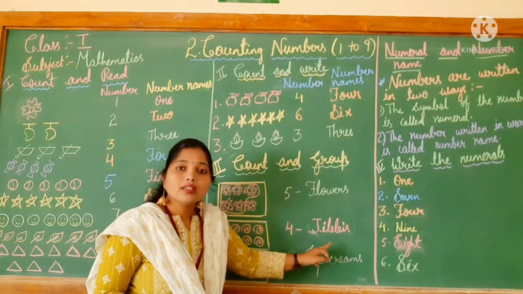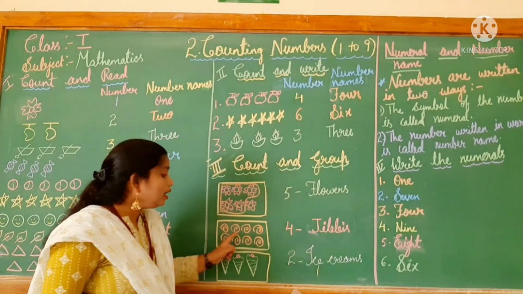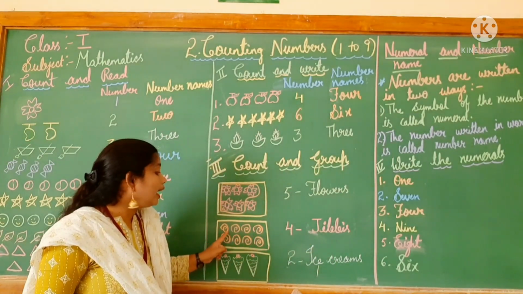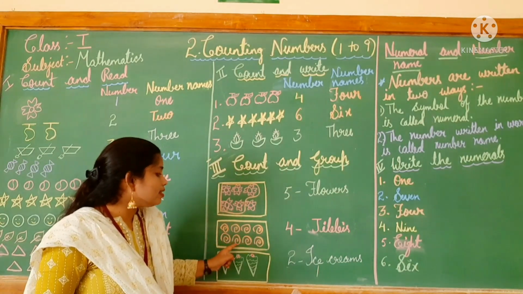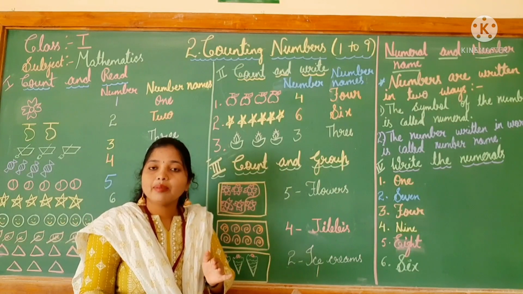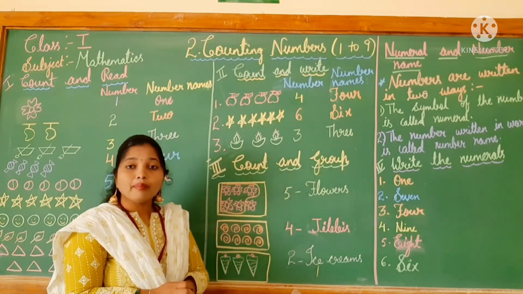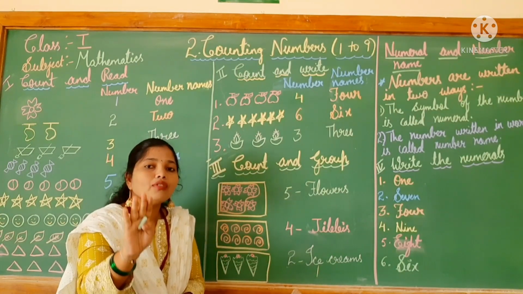Next, 4 jalebis. Here in the box, there are 8 jalebis. 1, 2, 3, 4, 5, 6, 7, 8. 8 jalebis are there in the box. But we should group only 4.